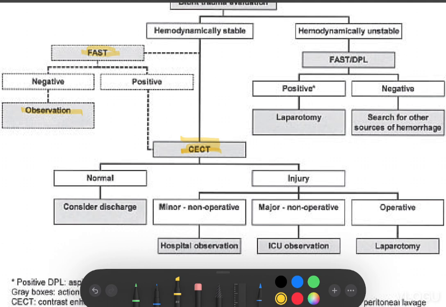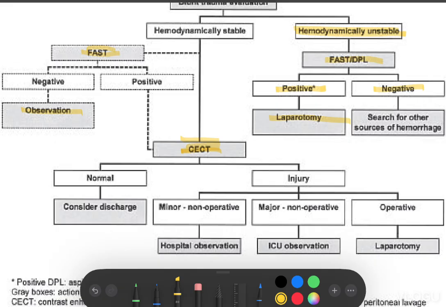Next, if the patient is hemodynamically unstable, the blood pressure is falling and the patient is in shock, and the FAST scan or DPL is positive, then you have to go with immediate surgery like laparotomy. If negative, search for other sources of hemorrhage. The main goals of checking this are saving life, stopping bleeding, controlling contamination, preserving organs, and preventing multiple organ damage.